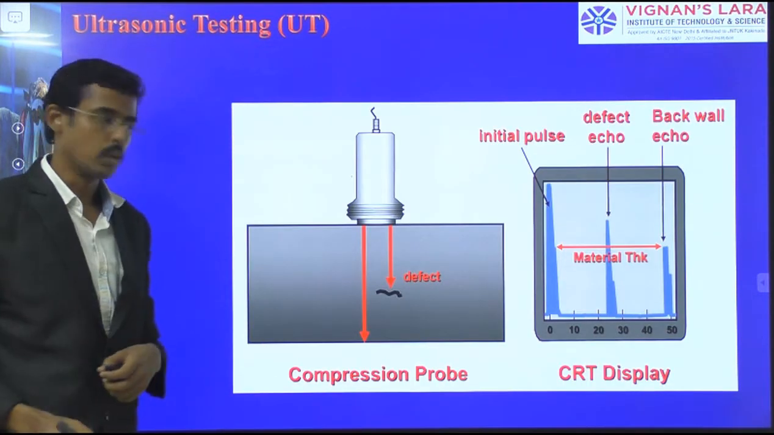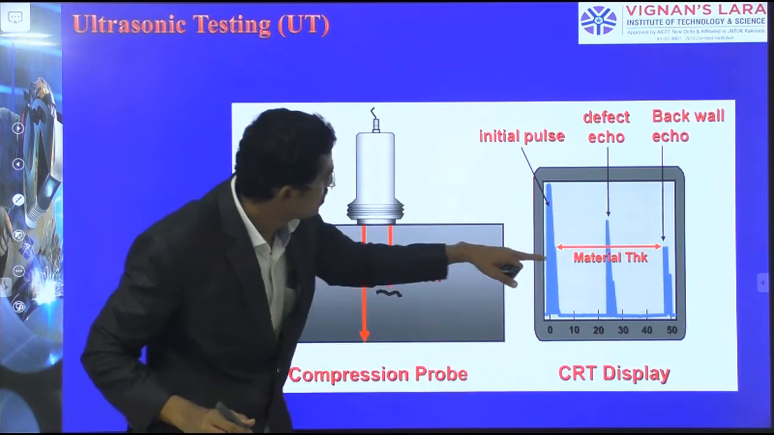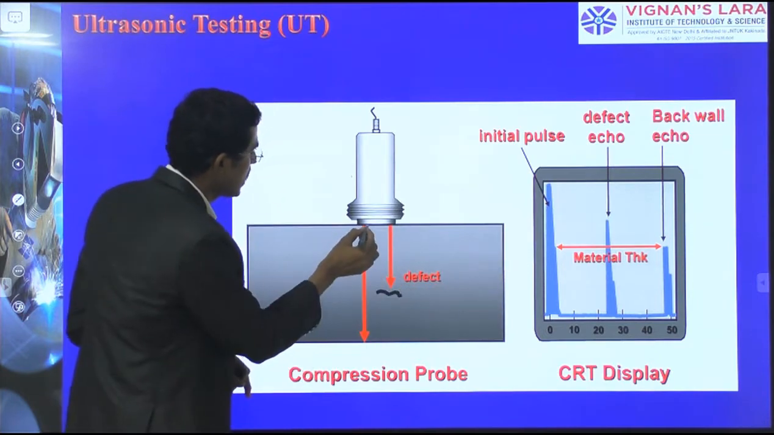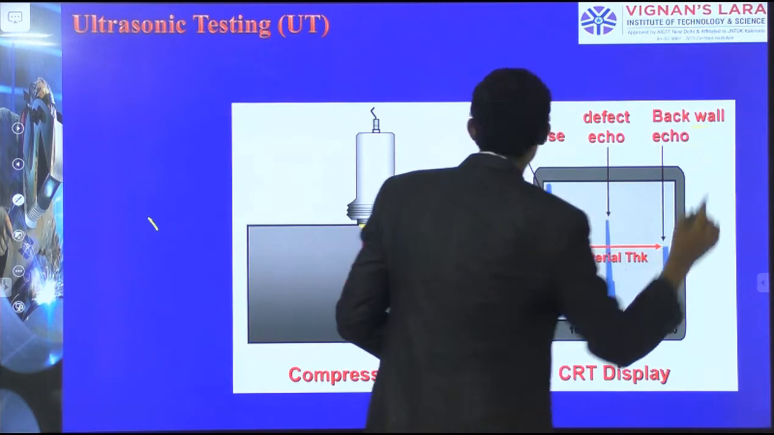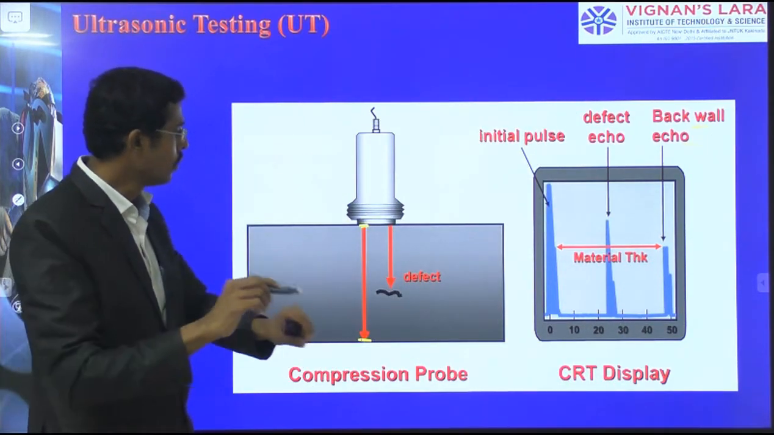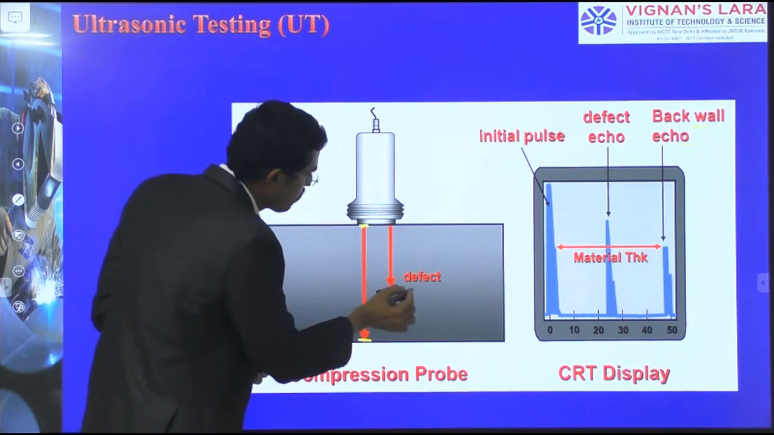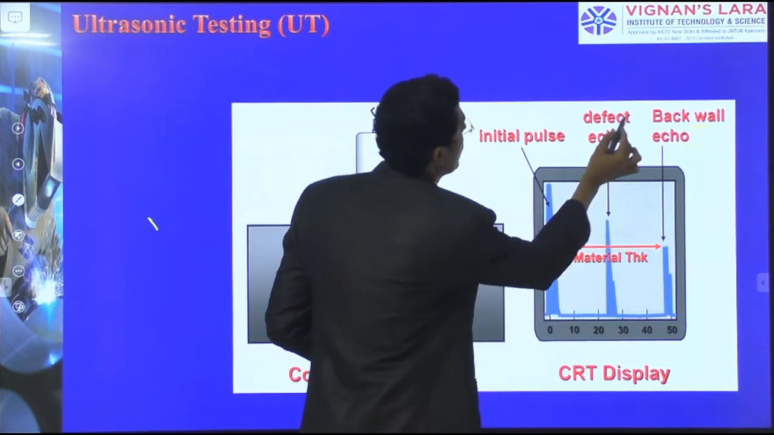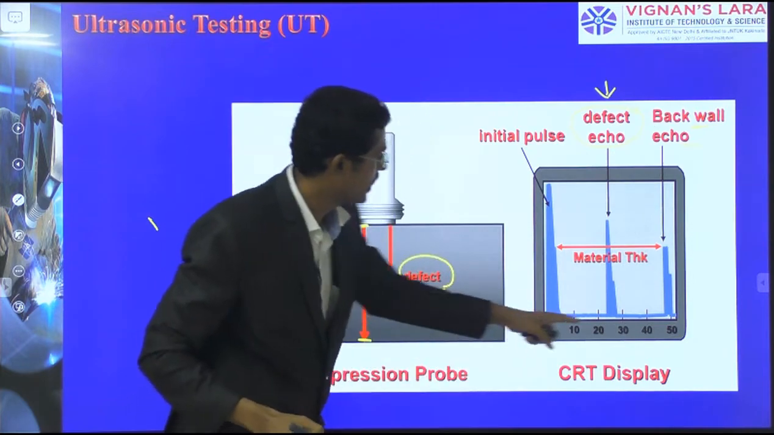This is what I told you. Here I am considering this as the material thickness, and this is the initial pulse. The initial pulse starts here, and then this is the back wall echo. The back wall means the far surface, and this is the front wall. Now, if I move and find one more echo at this point, it means the material has a defect, so this is the defect echo. Likewise, we are able to find defects.